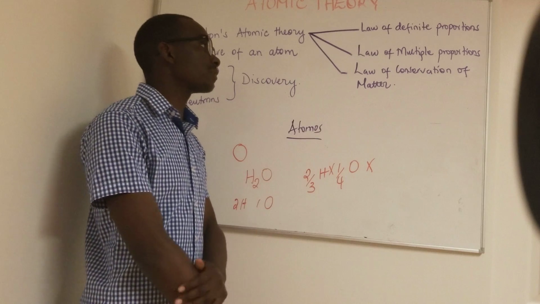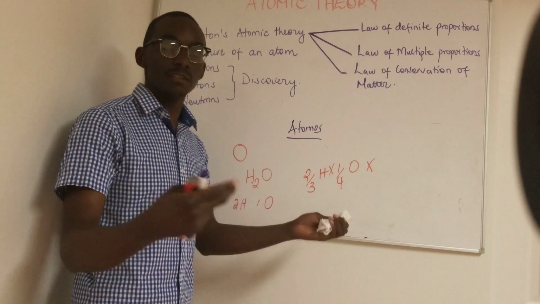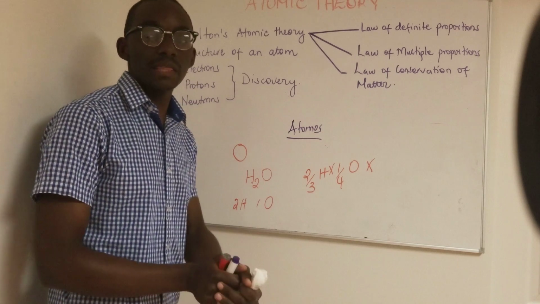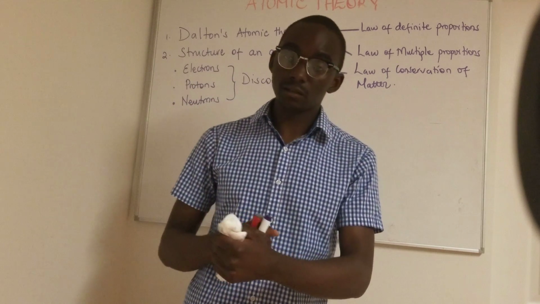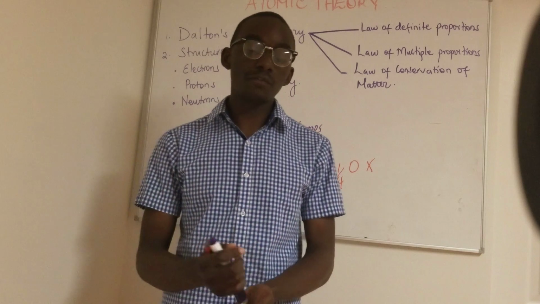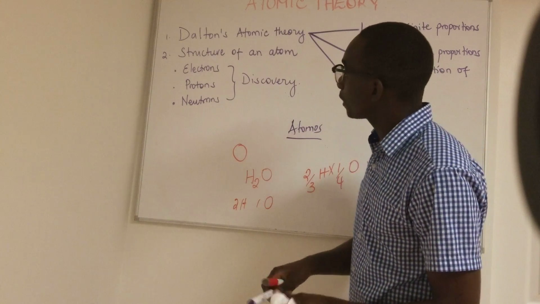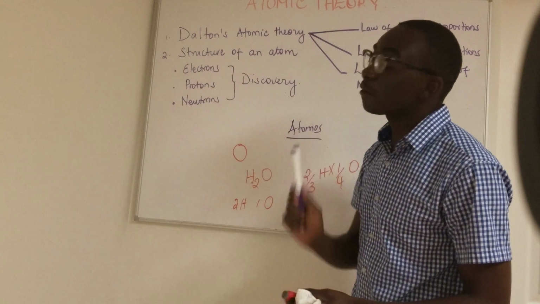And the last one was the law of conservation of matter, which says that matter can neither be destroyed nor created. So those are the basic theories of the atom. And let us further go deep into the topic and see the structure of an atom.